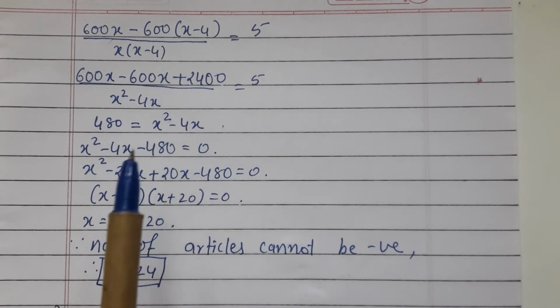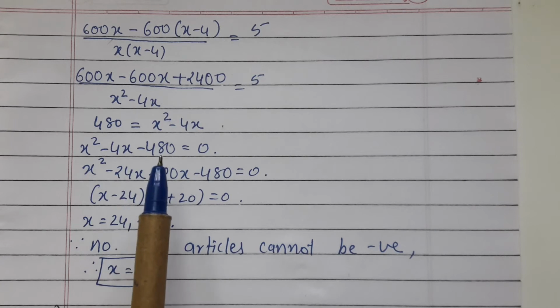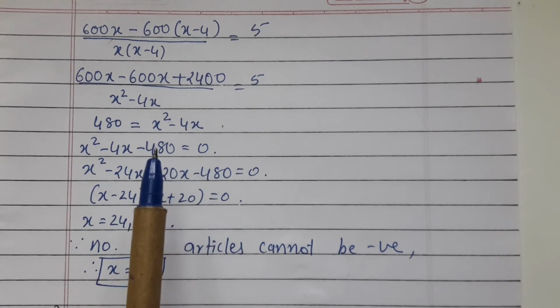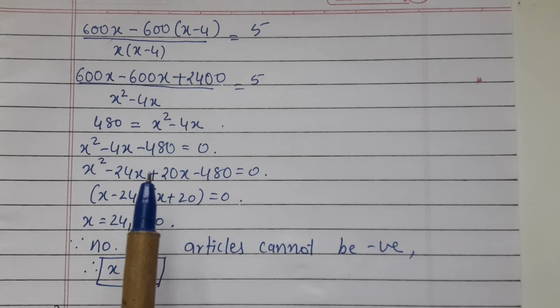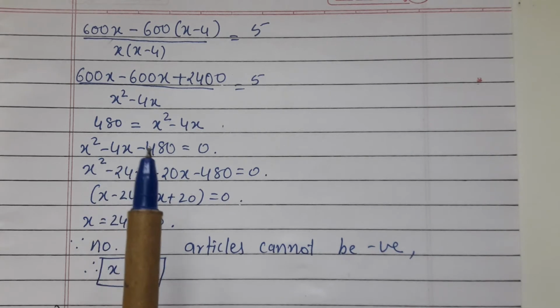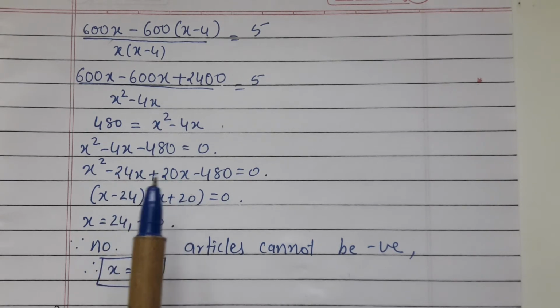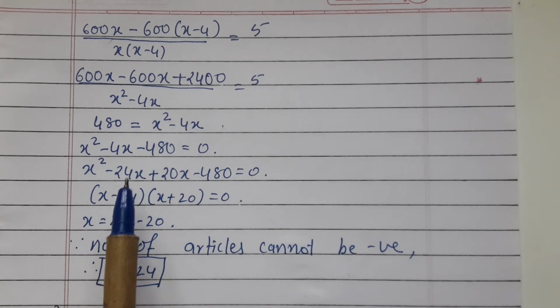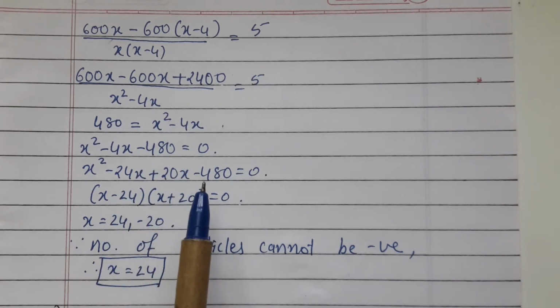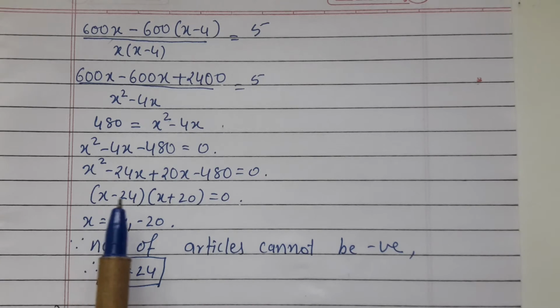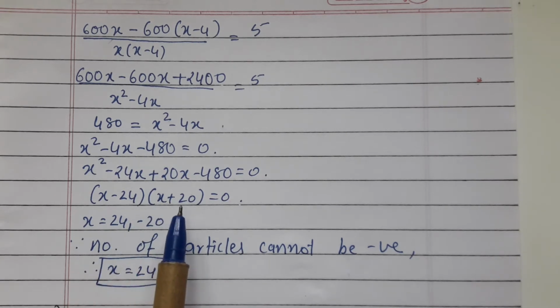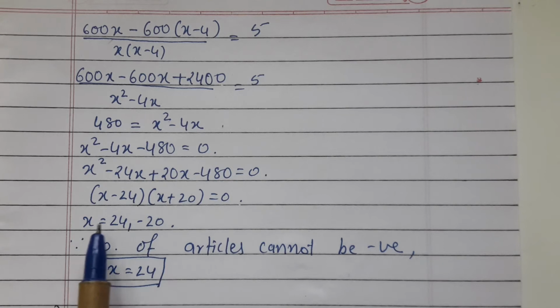Take to the right. x square minus 4x minus 480 equals 0. Minus 480: divide into two terms such that the addition is minus 4 and the multiplication is minus 480. Minus 24 plus 20. x square minus 24x plus 20x minus 480 equals 0. x minus 24 into x plus 20 equals 0. x is equal to 24 or minus 20. Since the number of articles cannot be negative, therefore x equals 24.